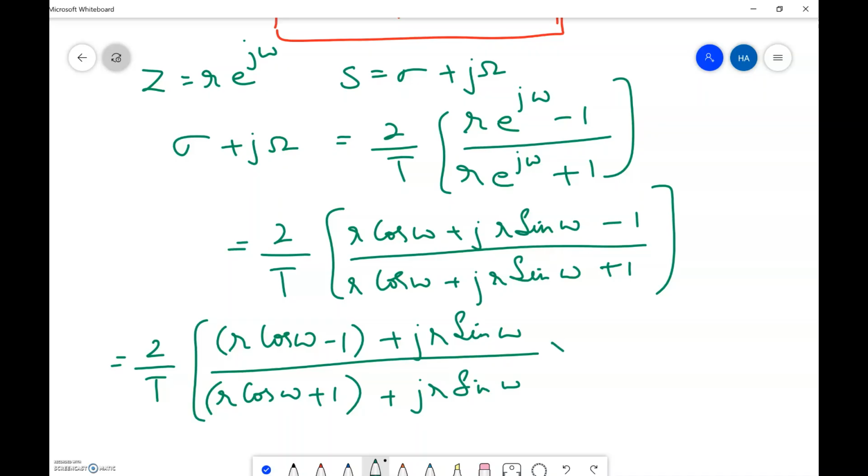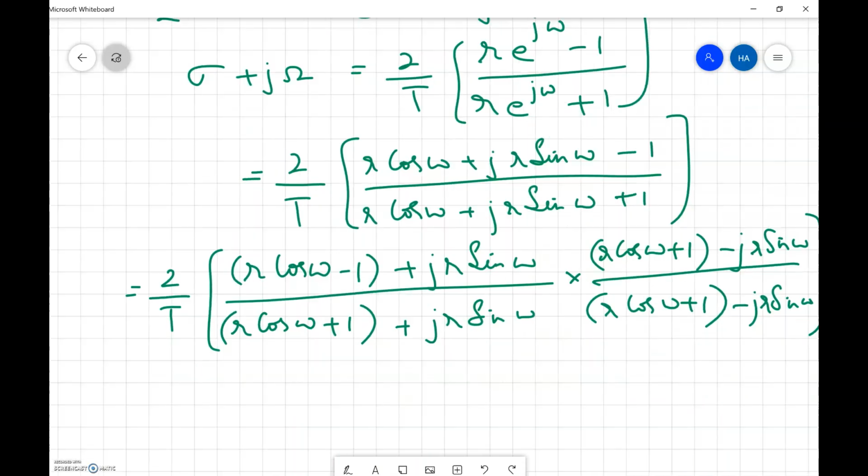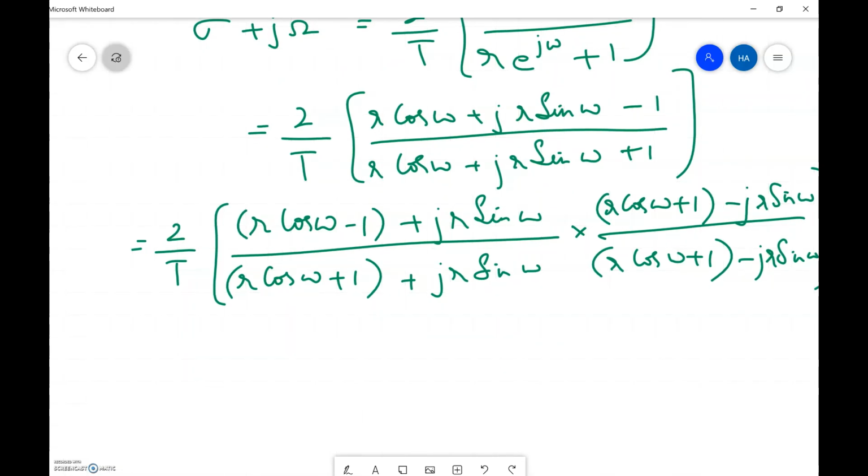So how do you rationalize this? Multiply and divide by r cos ω + 1 minus j r sin ω, divided by r cos ω + 1 minus j r sin ω. So we need to multiply the denominators and the numerators and simplify this term, separate out the real and the imaginary part of it and compare with the left hand side.